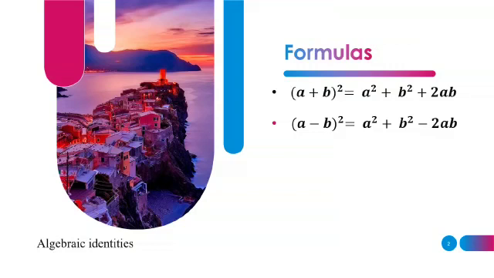So revise these formulas: (a plus b) whole square is equal to a square plus b square plus 2ab, and (a minus b) whole square is equal to a square plus b square minus 2ab.